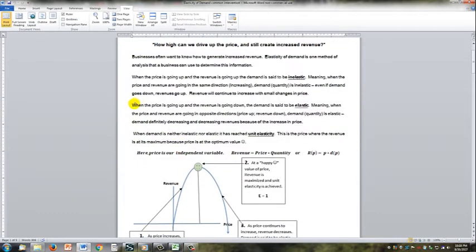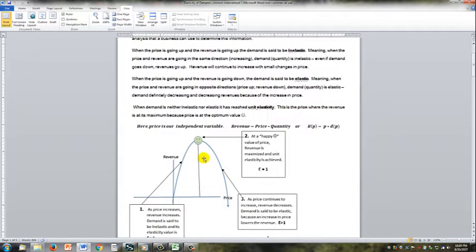Okay? When the price is going up and the revenue is going down, the demand is said to be elastic. Meaning, when the price and revenue are going in opposite directions, price up, revenue down, demand, or the quantity of demand, is elastic. The demand is definitely decreasing, and it's causing decreases in revenue because of the increase in price.